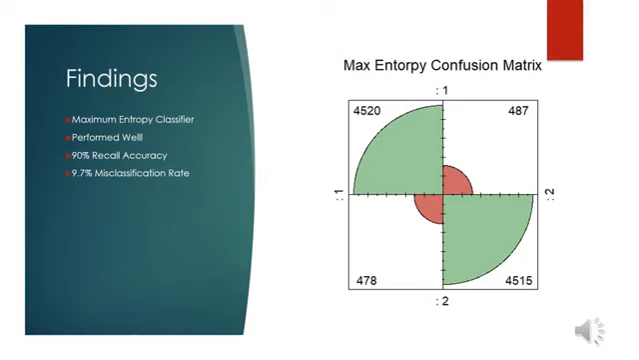For the next two classifiers, we split the data 50-50 for training and testing. Maximum entropy performed very well with a 90% recall accuracy and a 9.7 misclassification rate.